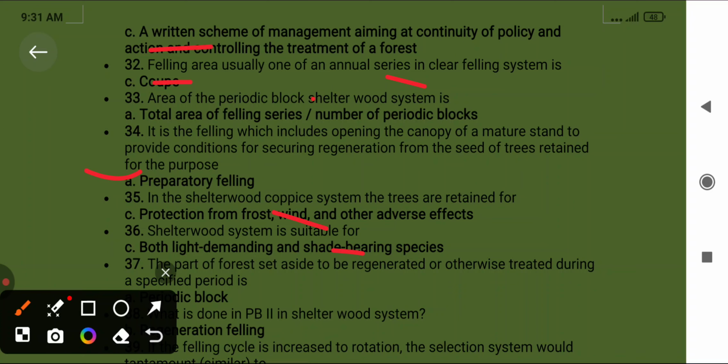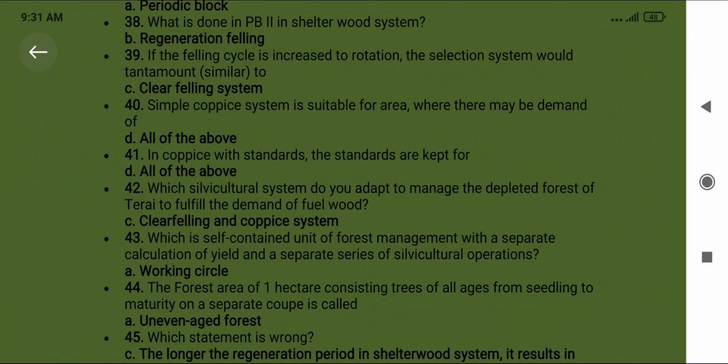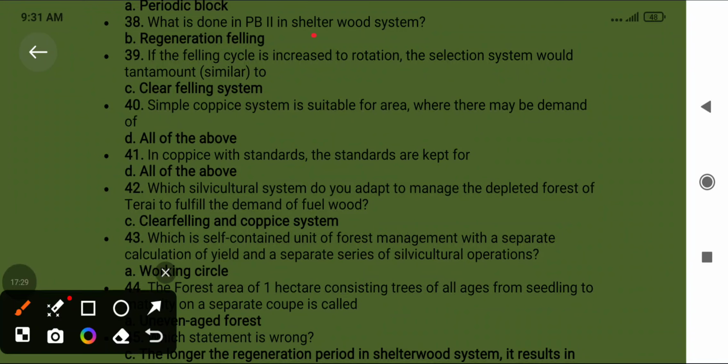Preparatory felling in the shelterwood system, the trees are retained for protection from frost, wind, and other adverse effects. The shelterwood system is suitable for both light-demanding and shade-bearing species. The part of the forest set aside to be regenerated or otherwise treated during a specific period is the periodic block. The second felling in the shelterwood system is regeneration felling. If the felling cycle is increased to rotation, the selection system would be tantamount to the clear felling system. The simple coppice system is suitable for areas where there is demand for fuelwood.